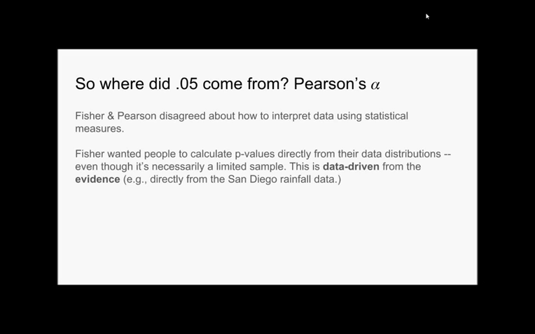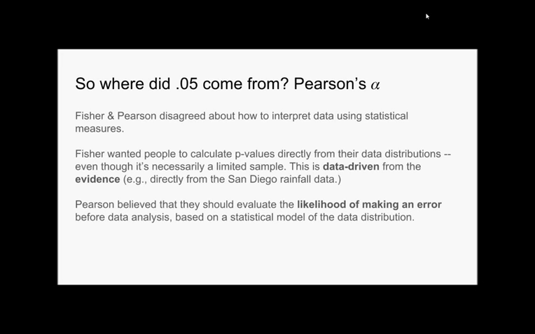On the one hand, as we saw with the example in the San Diego rainfall data, Fisher wanted people to calculate p-values directly from their data distributions. And he acknowledged this was from a limited sample, but that, he argued, was the only thing you had to go off of. All you have is the evidence that you collect, and you acknowledge that you're making your inference based on a limited sample.